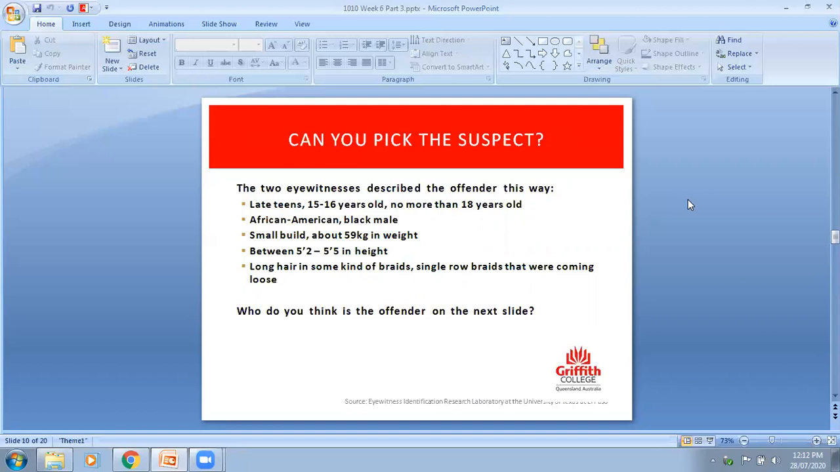So I'm going to show you now a group of 6 offenders, and I want you to tell me who you think, or pick out the one that you think this is describing.